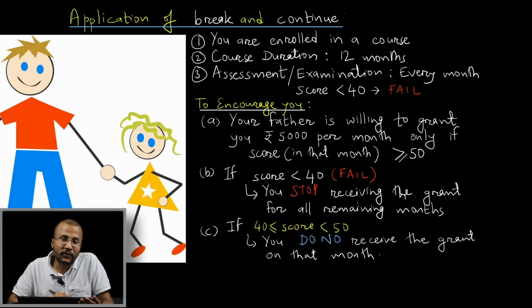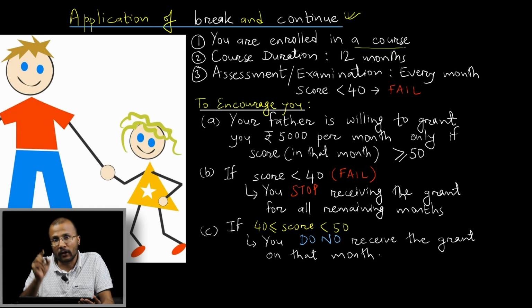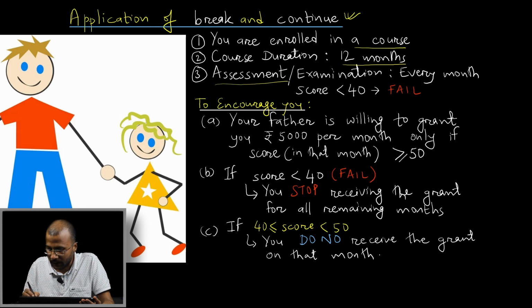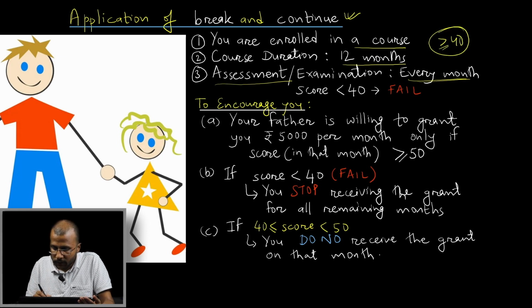Now let's look at a very interesting example or application of the break and continue statement. Let's assume that you are enrolled in an online course which is 12 months long, 1 year. In this course you will have to sit for an examination or assessment that happens every month. The score that you need to achieve in every monthly test is greater than or equal to 40. Whenever your score is less than 40, that means you have failed in that monthly test.